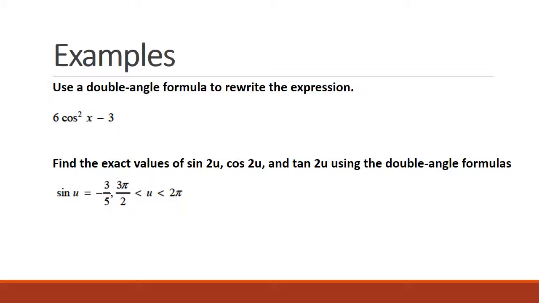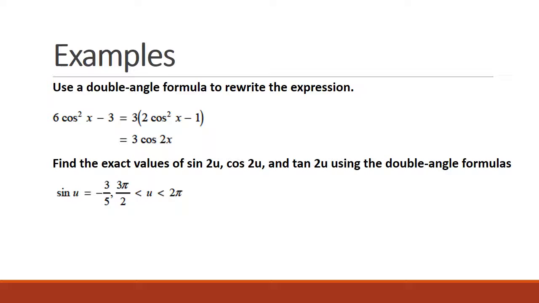Pause the recording and see if you can find it, and then resume and we'll continue. So like I said, if you factor out the 3, you've got 2 cosine squared x minus 1. Well, that is the formula for cosine of 2x, so it's 3 cosine 2x.